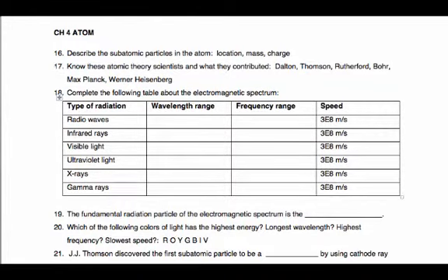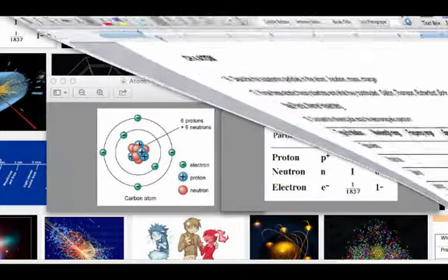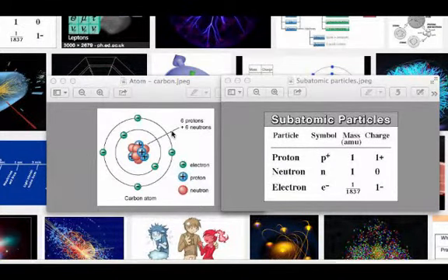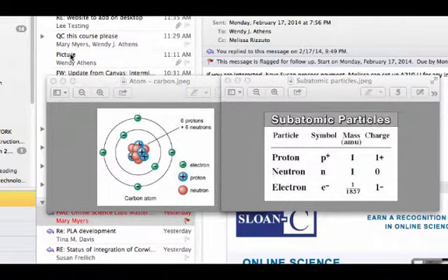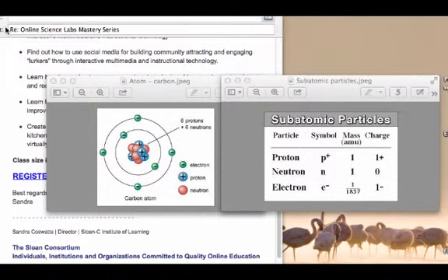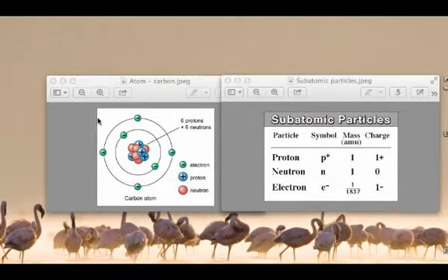Let's move into Chapter 4 in the atom. First of all, let's make sure that you know the proton, electron, neutron characteristics and their location within the atom. I have a visual here. Let's take that busy background away. There we go. The proton is positive with a mass of 1 atomic mass unit.